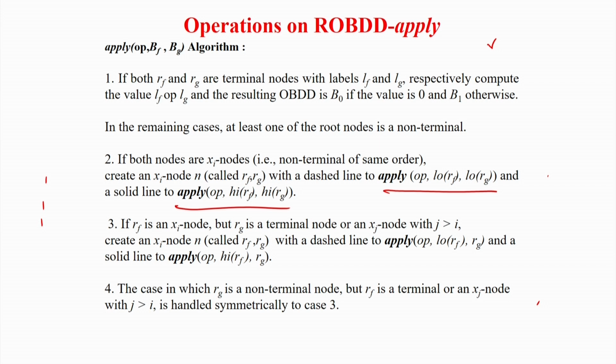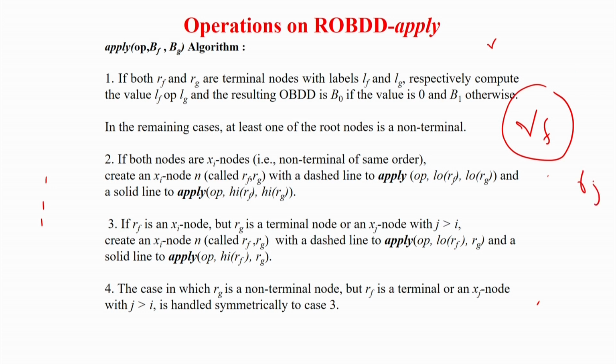The problem will happen if you have something like a node RF and a node called RG. These are the two nodes in the two trees. But you see, J is greater than I.